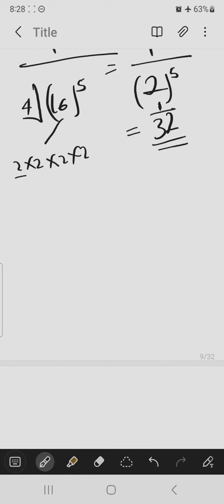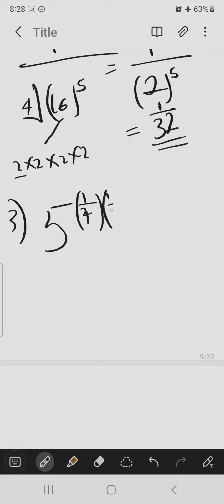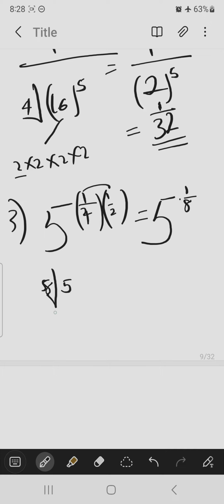So the next one, example 3, simplify 5 raised to 1 over 4, all raised to 1 over 2. So when you have this bracket, you are just going to have the base 5 raised to 1 times 1 over 4 times 2, which is 8. So this one will now be the 8th root of what? The 8th root of 5. So that's the answer.